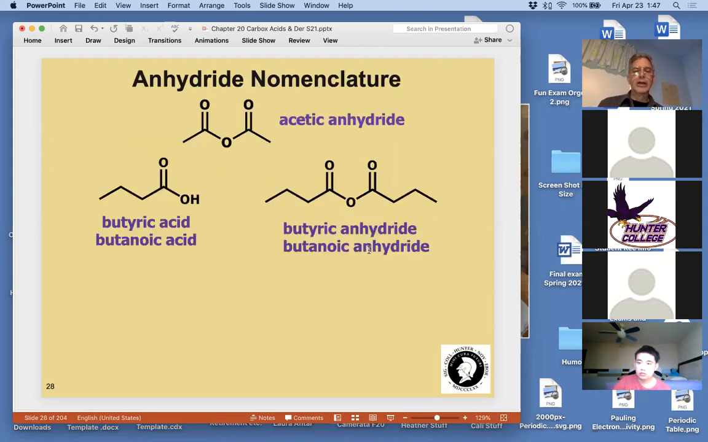Okay. I don't have the unsymmetrical anhydrides here. I have to see, maybe that's later. But then you need to designate both parts.